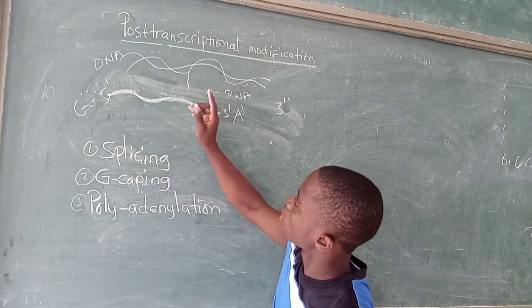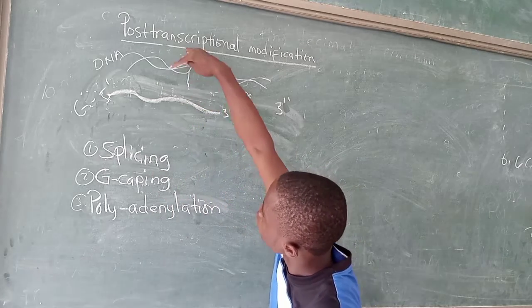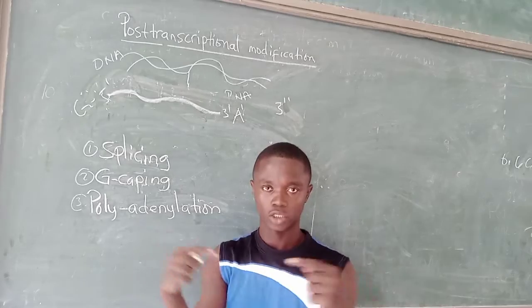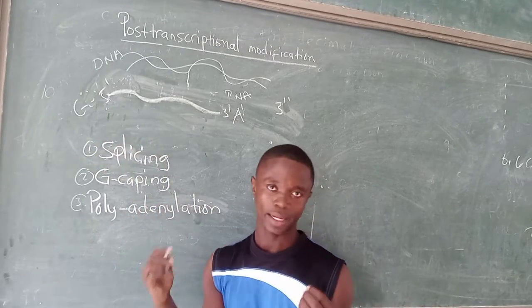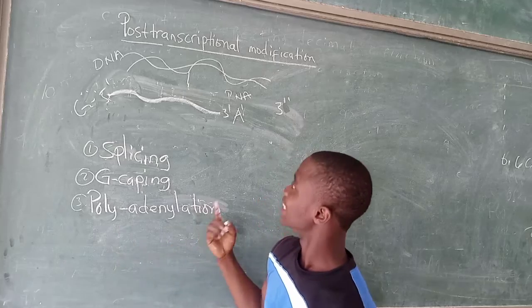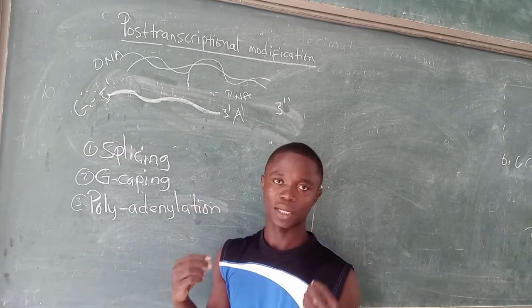So the first step was we use the spliceosome to remove all the introns and join the exons. Second, we add more guanine at the 5' end. Third, we add more adenine at the 3' end of the messenger RNA.